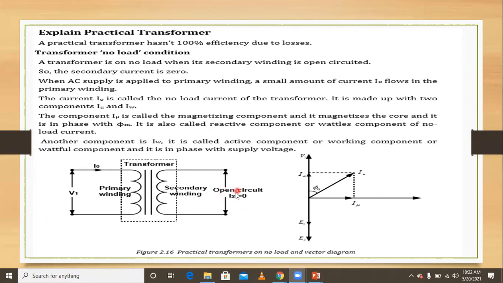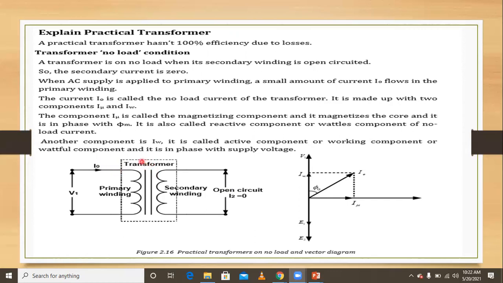I2 is equal to 0 and I1 is proportional to I2. Then what is the primary current I1? Then I1 is equal to 0, ideally. But practically it is different. Ideally, when the secondary current I2 is equal to 0, the primary current I1 is also 0. Ideally, but practically it is different.